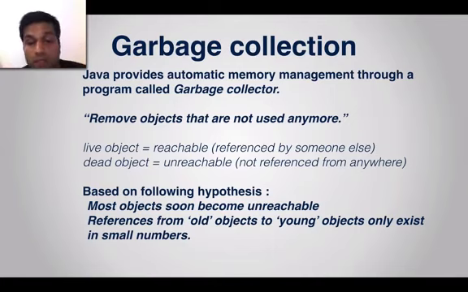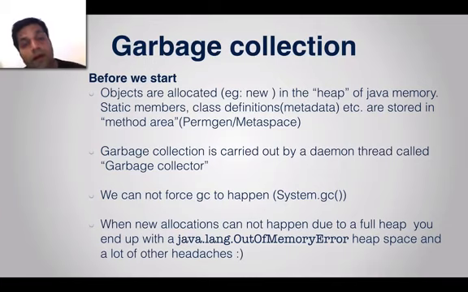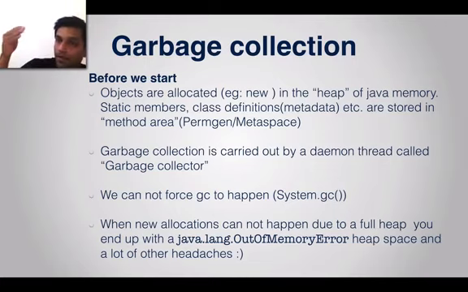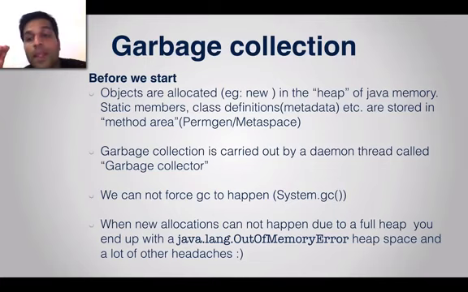So going forward, we should know some basics before we go into the details of garbage collection. Objects are allocated in the heap of Java memory. Whenever you call new and allocate an object, it is allocated in the heap. Also, arrays are objects in Java, so they are also allocated there.